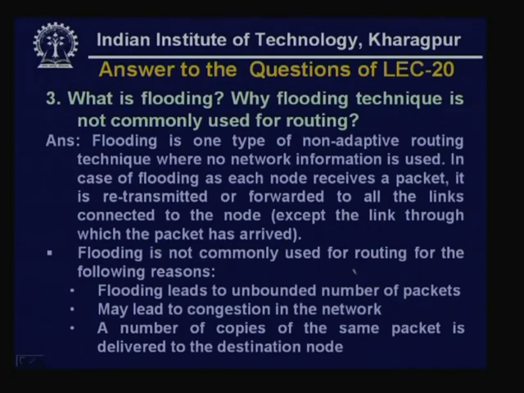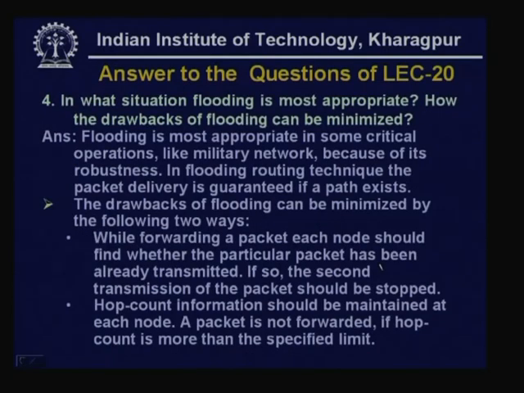Flooding is not commonly used for routing for the following reasons. As we know, flooding leads to an unbounded number of packets. It may lead to congestion in the network, and a number of copies of the same packet are delivered to the destination node. These are the limitations. Question number 4 was, in what situation is flooding most appropriate, and how can the drawbacks of flooding be minimized?